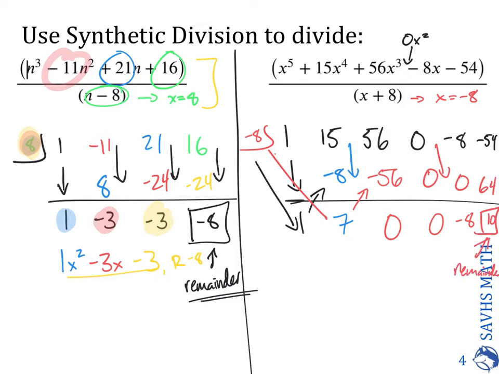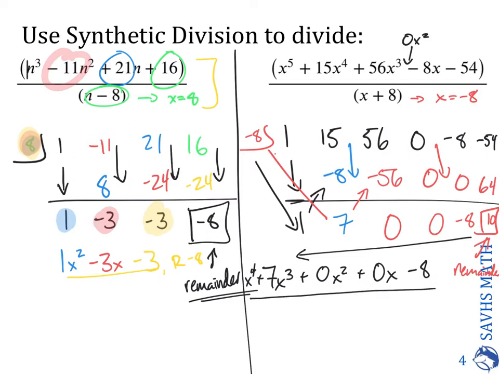And what I like to do is work backwards when I'm writing my answers. So my constant value, the one that doesn't have a variable, is -8. I'm going to have 0 x's. I'm going to have 0 x squareds. I'm going to have 7 x cubed, and I'm going to have an x to the 4th. So the answer to this division problem is x to the 4th plus 7x cubed minus 8, remainder 10.